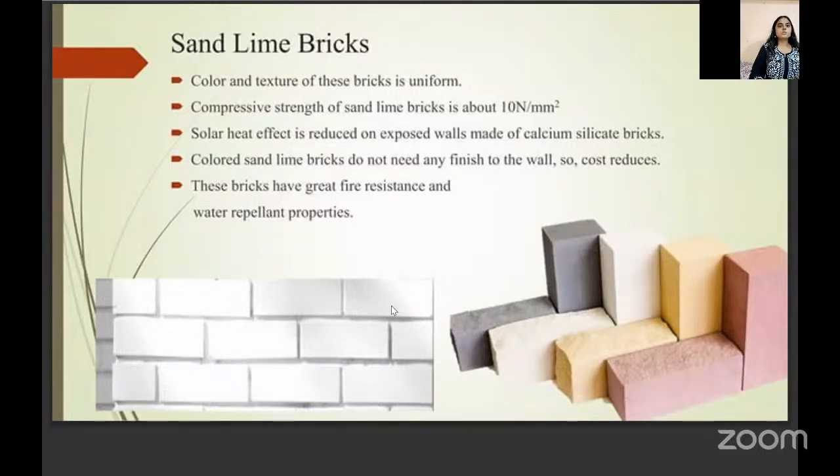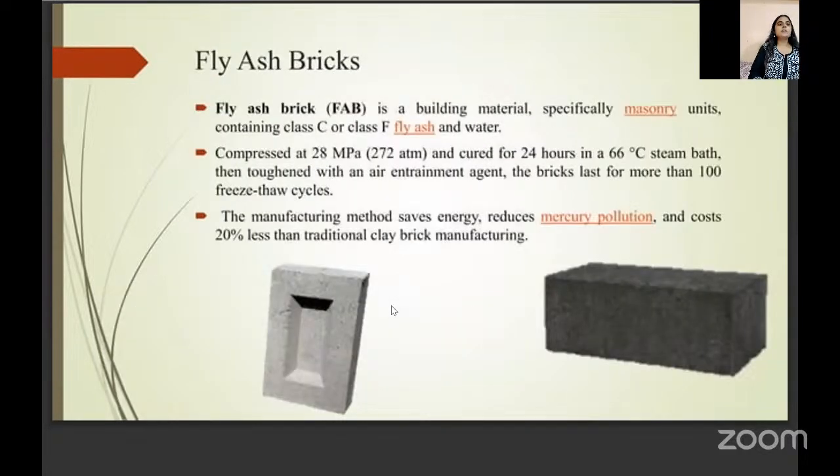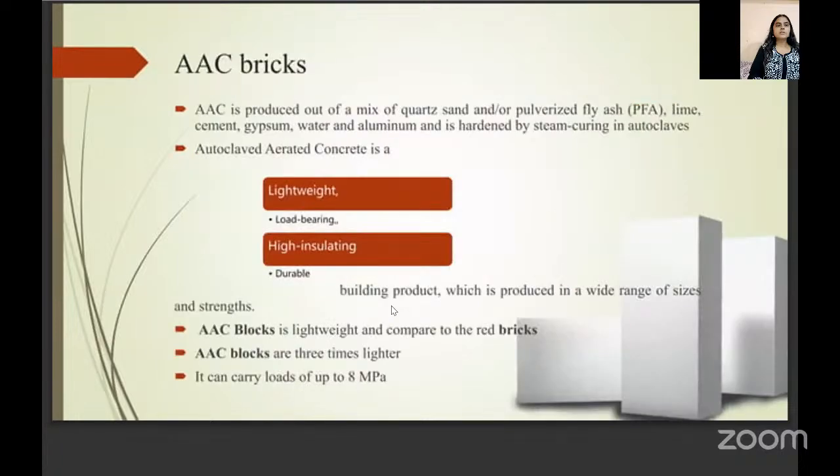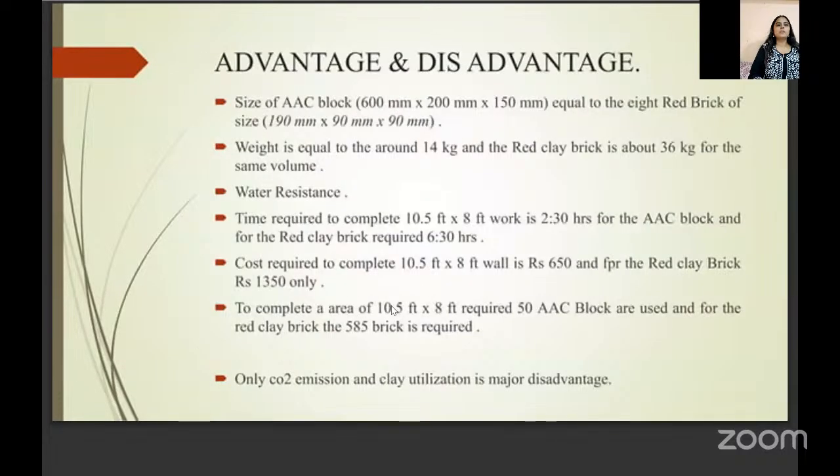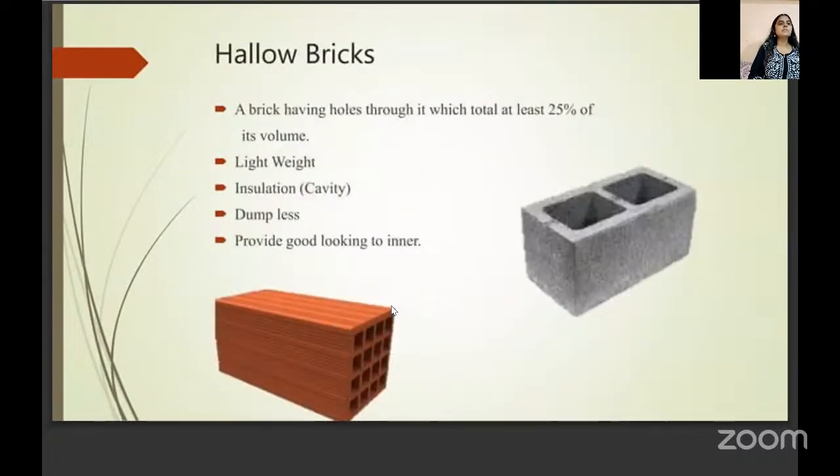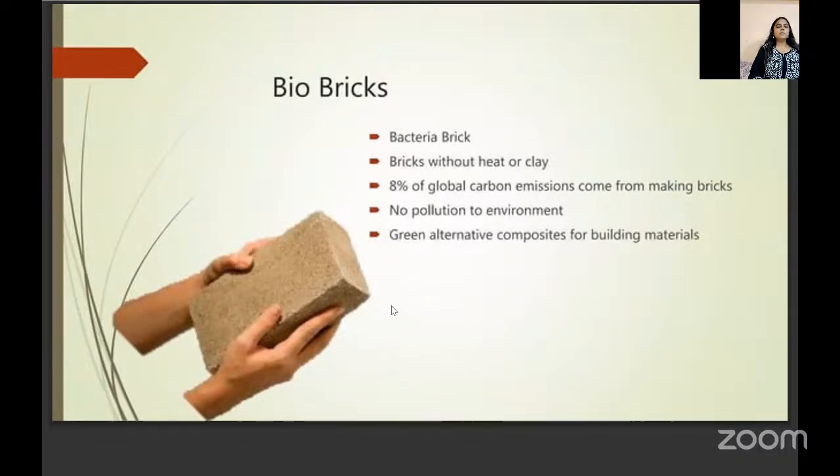I'm just going to skip this because this is too much theory, which is not really required for NATA or JEE Paper 2, but you will study about this in great detail when you actually join architecture school. So there are sand lime bricks, there are fly ash bricks, also known as FAB bricks, which are becoming a common type of brick nowadays. AAC bricks, which are lightweight bricks, hollow bricks, which are bricks which have some cavity or some holes in them. Bio bricks, which are made with bio ingredients.